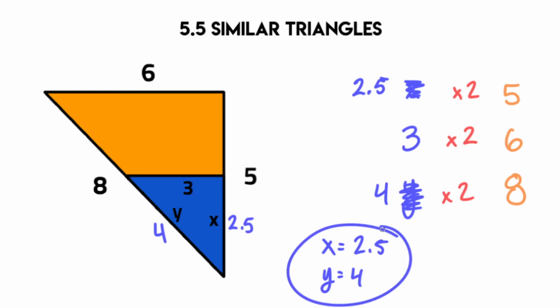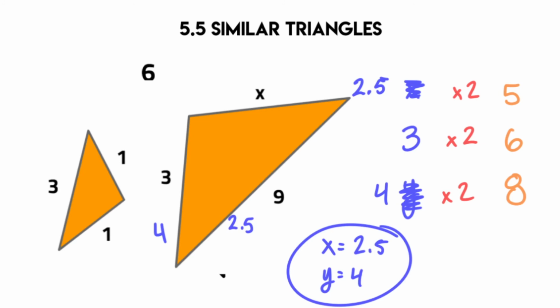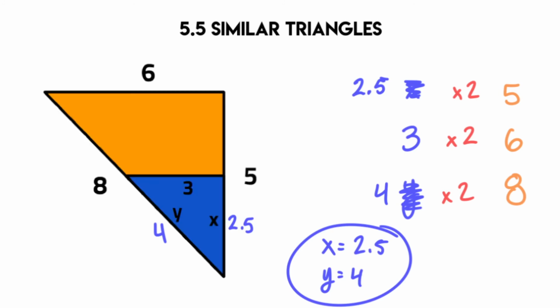Cool? And that is us starting off using similar triangles. Again, we are using what we do know. We're going to use one example to be able to find our missing values. And we do that with all sorts of different triangles. But yeah, that is the beginning of how we can work with similar triangles.